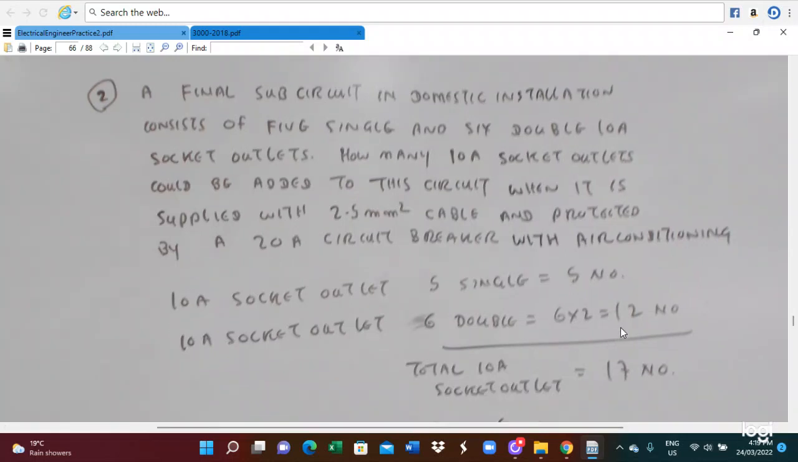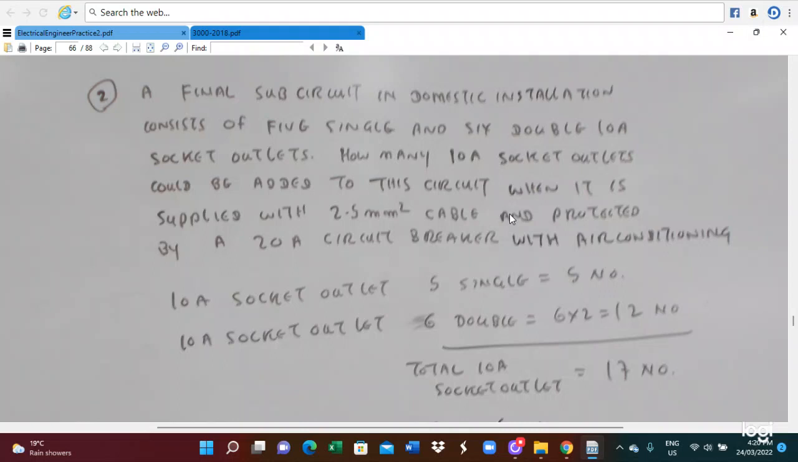A final circuit in domestic installation consists of the 5 single and the 6 double 10 ampere socket outlet. How many 10 ampere socket outlets could be added to this circuit when it is supplied with a 2.5 millimeter square cable and protected by the 20 ampere circuit breaker with air conditioning? So this means that in the final circuit, we include the 5 number of the single socket outlet and 6 number of the double socket outlet. So each one is 10 ampere. So in this case, how many 10 ampere socket outlet you can add?